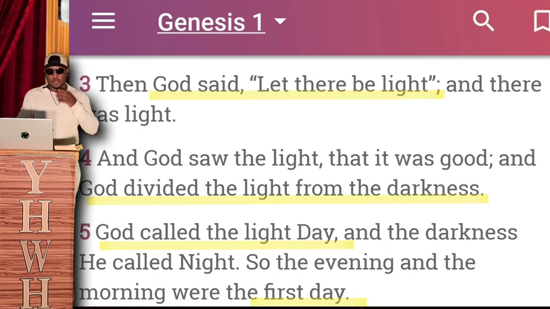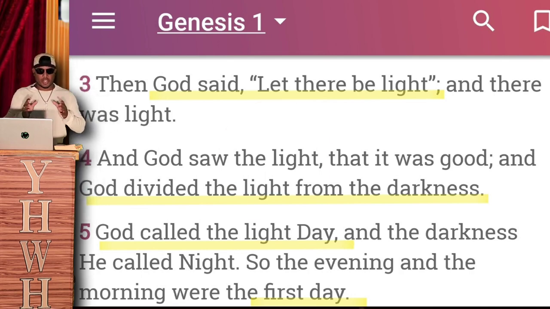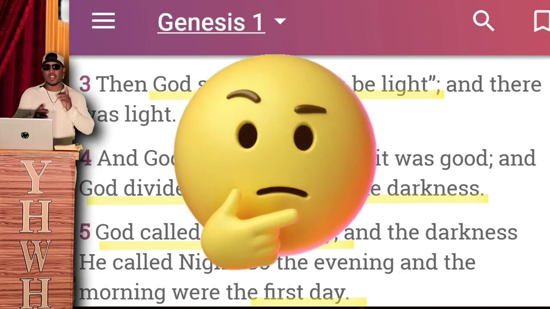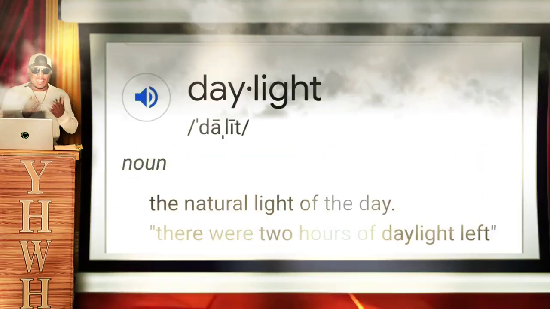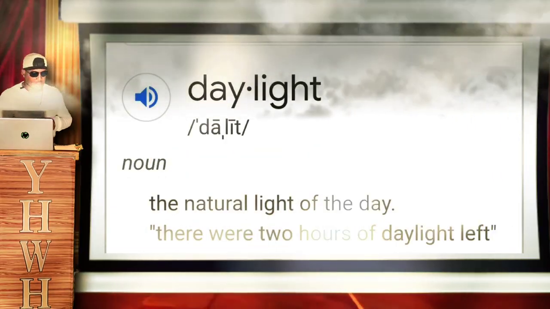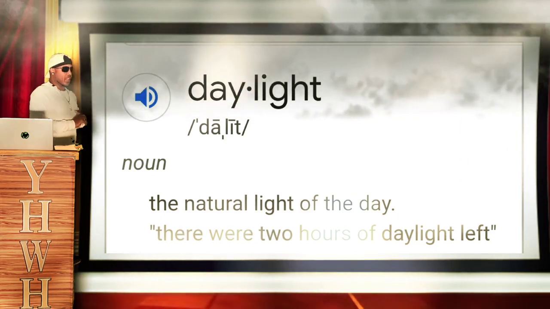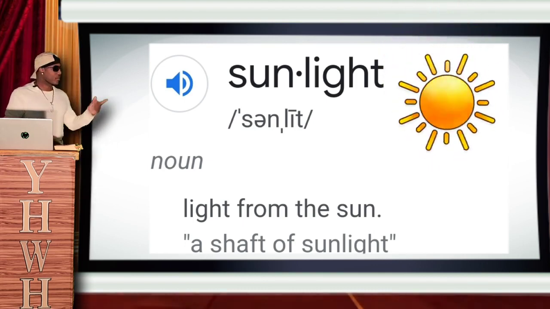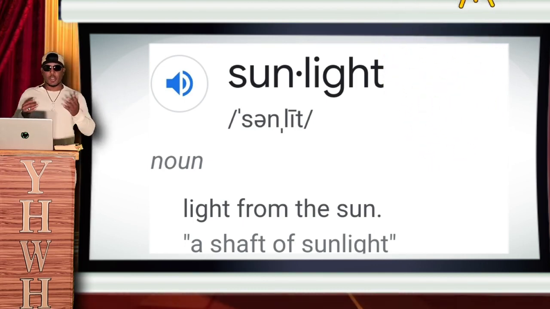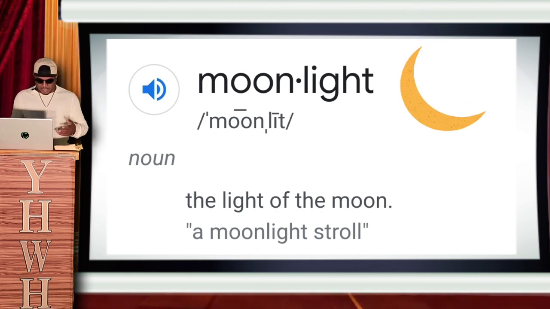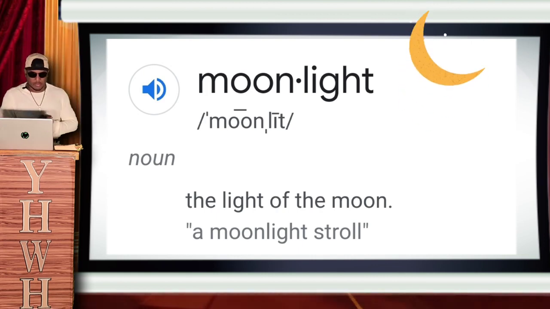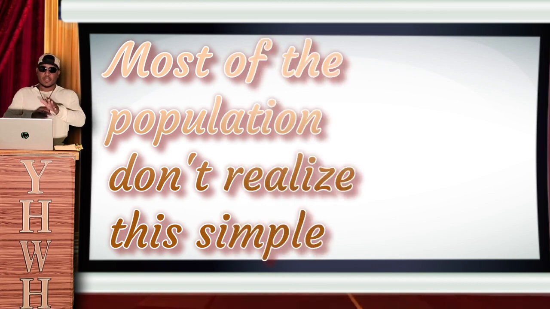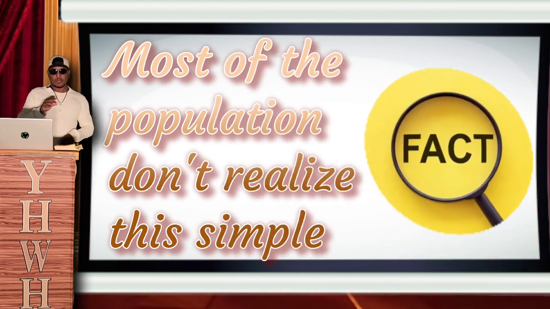Now, this is where I get to how light exists without the sun. All right? Think about it. We have daylight. Daylight means the natural light of the day. We have sunlight, which means light from the sun. And then we also have moonlight, light of the moon. Now, earlier I said how the sun was made on the fourth day, but God said let there be light on day one.